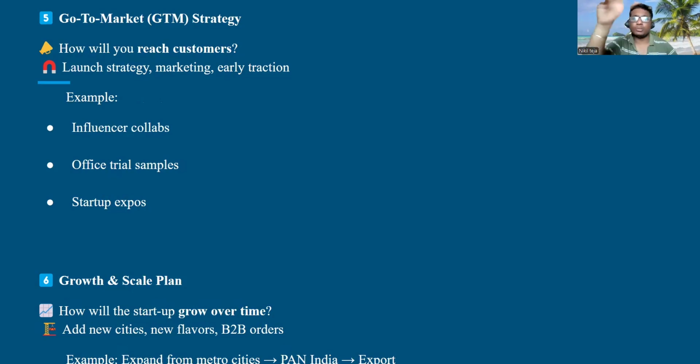So in launch strategy, you may be implementing some of these frameworks to attract the customers, so that your customers will be buying your product and they will be the first time buyers, right? So marketing: how you will be doing the marketing, what marketing strategies you will be implementing so that you can attract the customers. Early traction, for example, influencer collabs. That is one of the launch strategies. That is how you will be entering the market. That is also called go to market strategy.